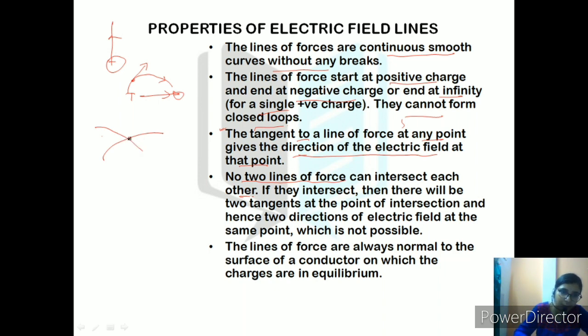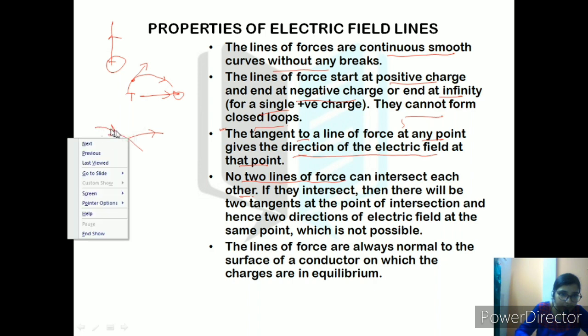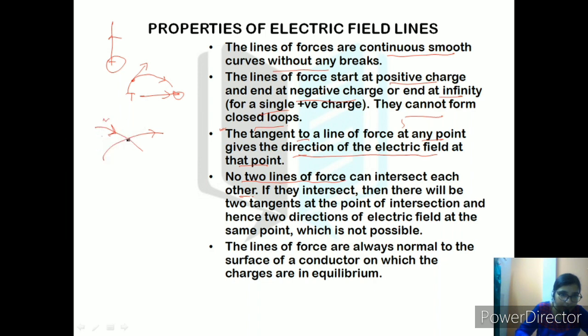Suppose these two field lines are intersecting at this point. Here the field lines' direction is in this direction. So at this point, what is the direction of field intensity? If we consider only this first curve, this is the direction of field intensity at this point. Now if we forget about this and consider the second curve, the direction of field intensity at this point will be in this direction.